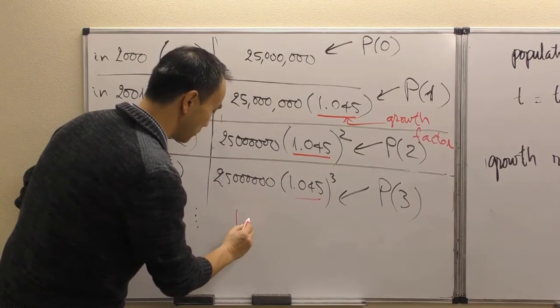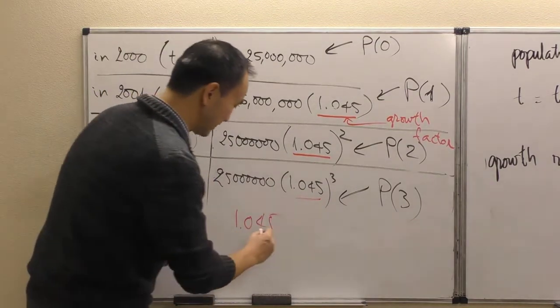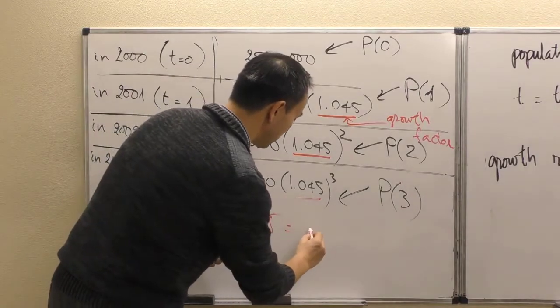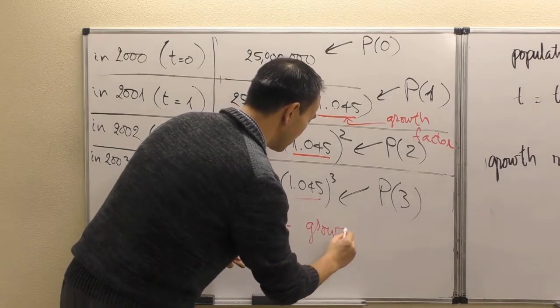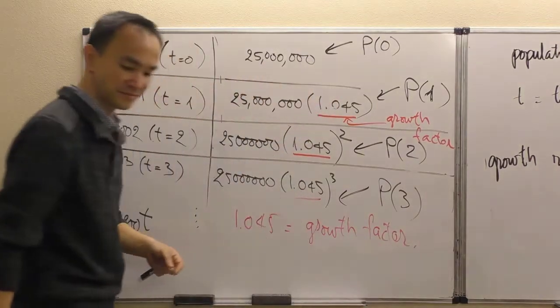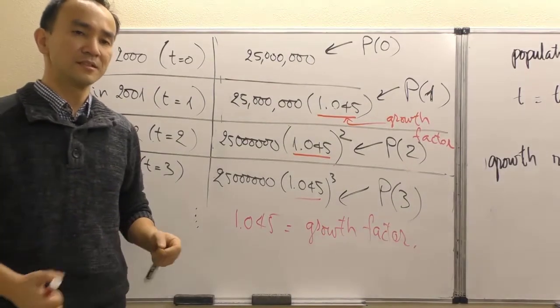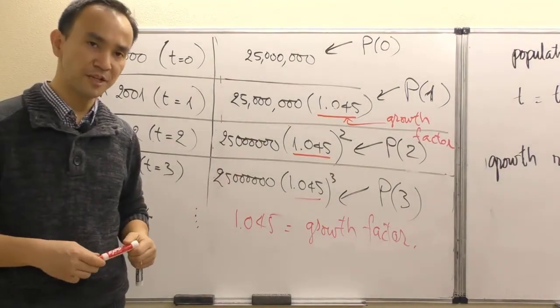So for this problem, our problem number 1 right there, 0.045 is regarded as the growth factor. It's indicating how fast the growing process will be.